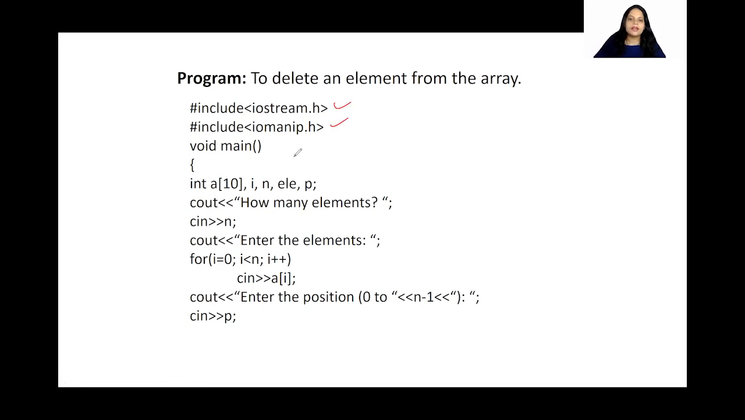First, this is my header file. This is my main. I'm going to declare an array named small a. And this is my loop variable for the for loop. This is the number of elements. This is the element to be deleted and the position of that particular element. Now again, these are the 5 lines of code where we are going to take input into the array.